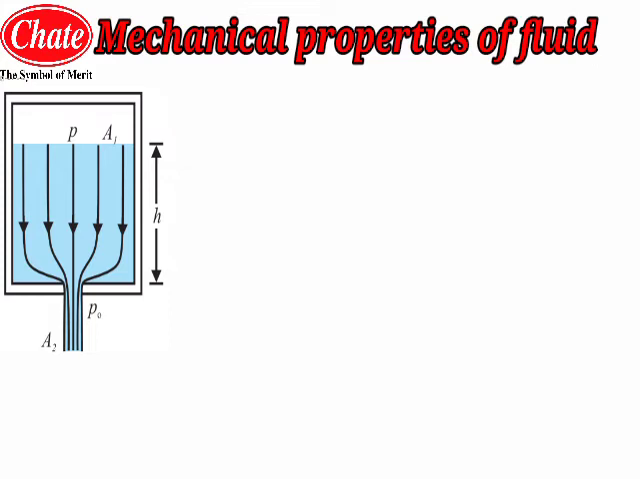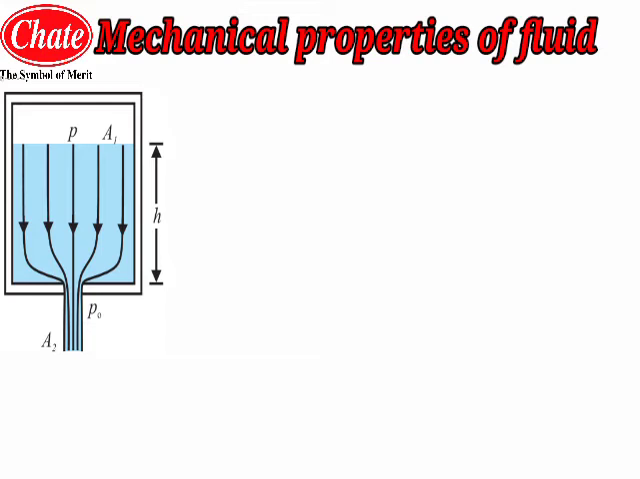As you can see in the diagram, there is a tank, and the pressure at the top layer is P. At the outer end, from which the water is coming out, the pressure is P0. The area inside the tank is A1, the area outside the tank is A2, and h is the height to which the liquid has been filled in the tank.